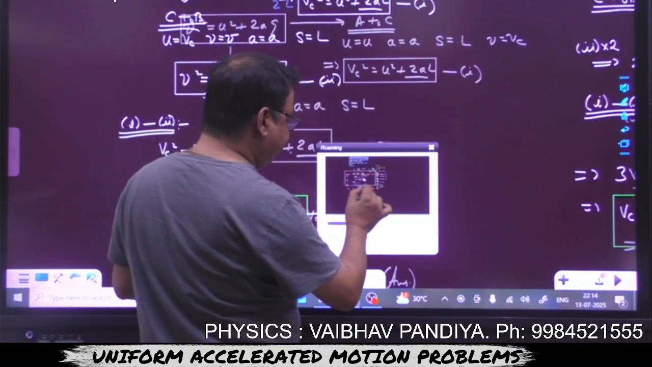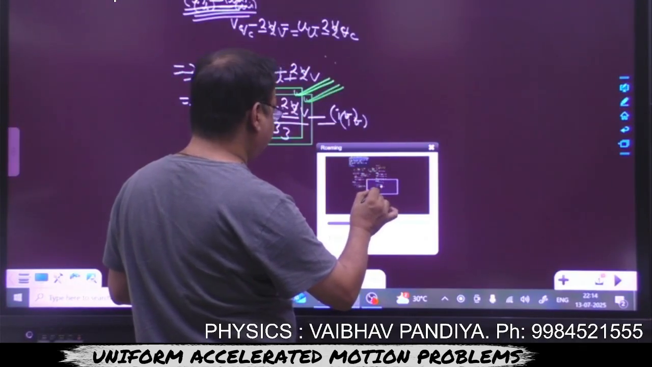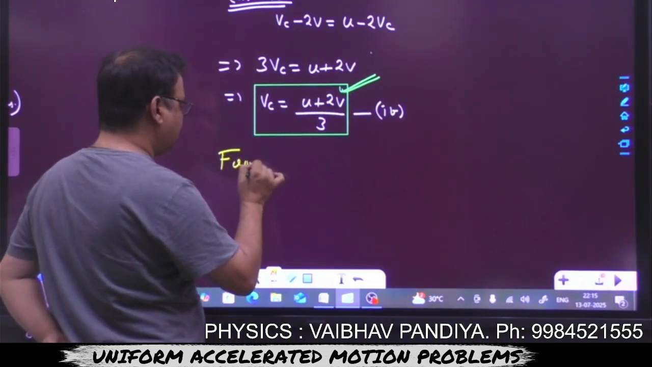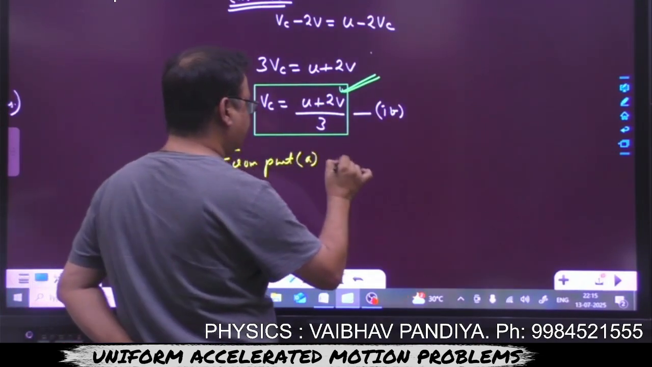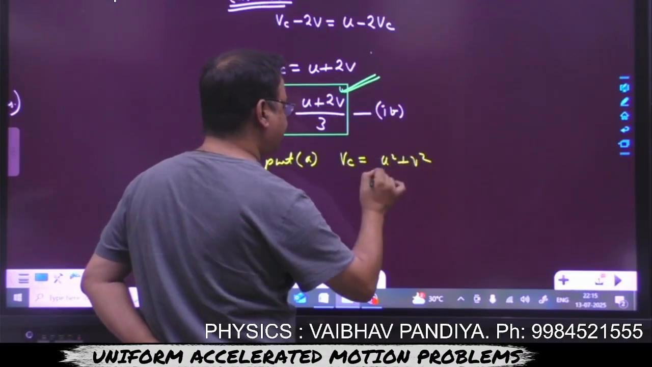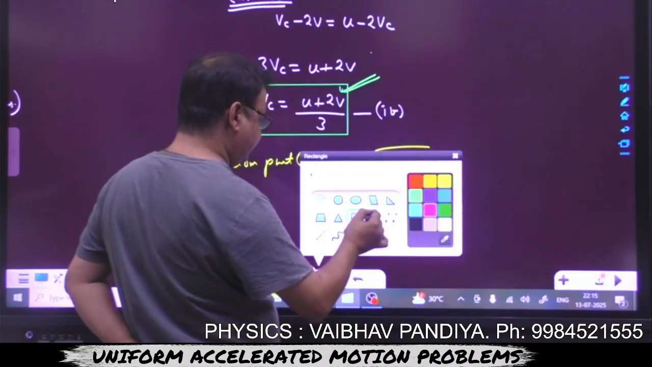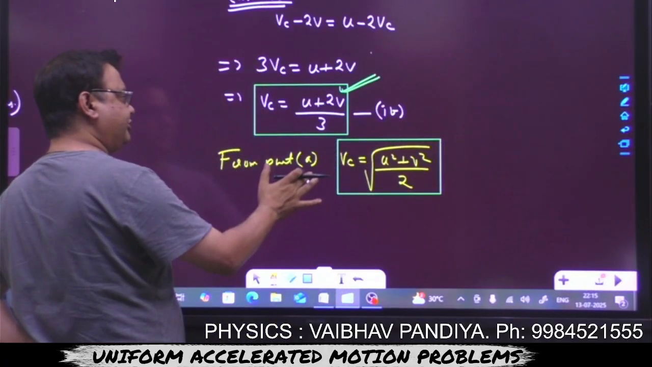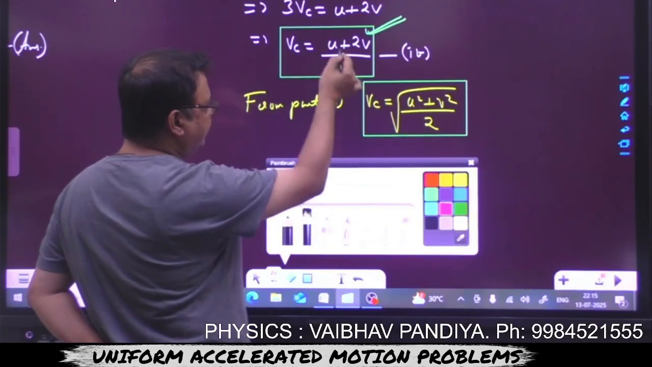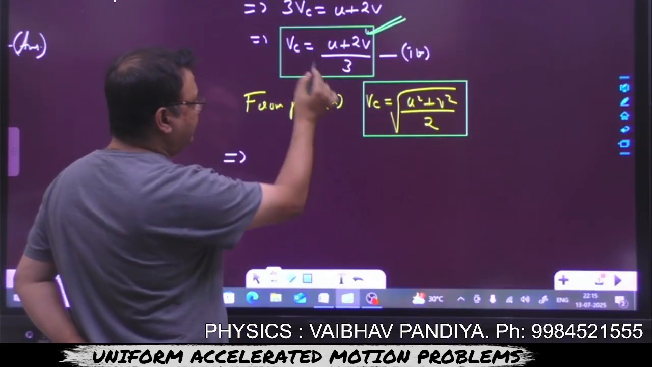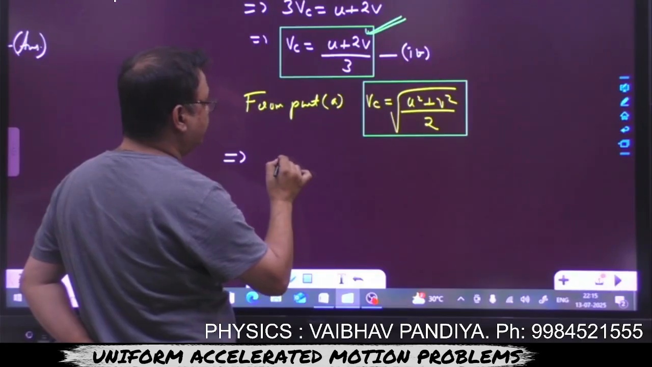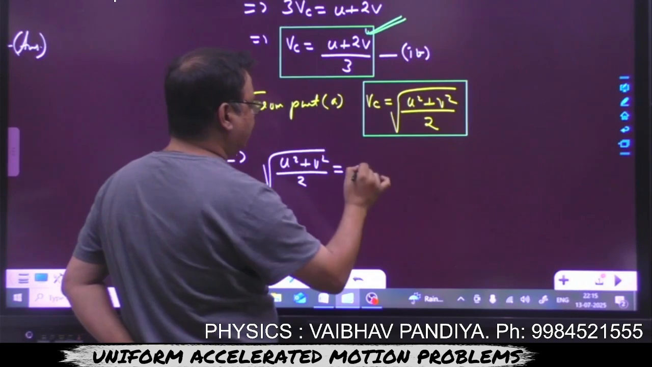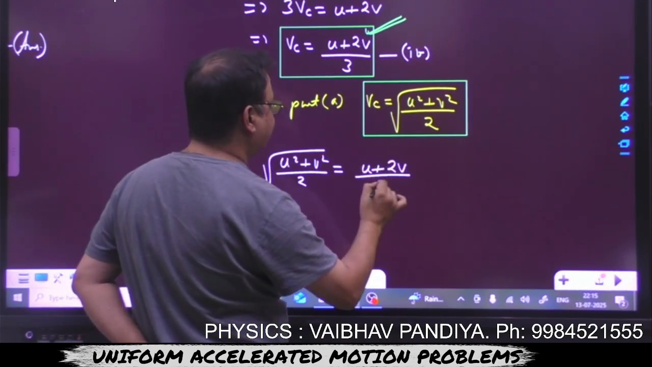Now in the second case, because the particle is moving with constant acceleration, and this condition is also imposed, from part A you can write Vc as U square plus V square by 2, under root, because this is a generalized case when the particle is moving with constant acceleration. Along with this condition, the second condition is also met. So we can put this value of Vc. So you will get the square root of U square plus V square by 2, that is the value of Vc from part A. And with the condition of time, you are getting the value of Vc as this.